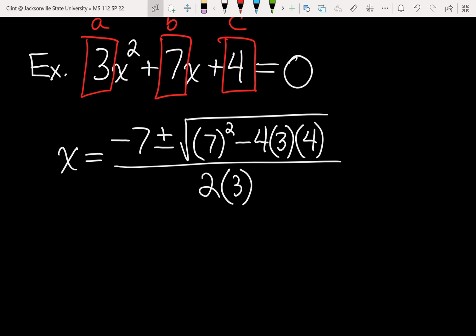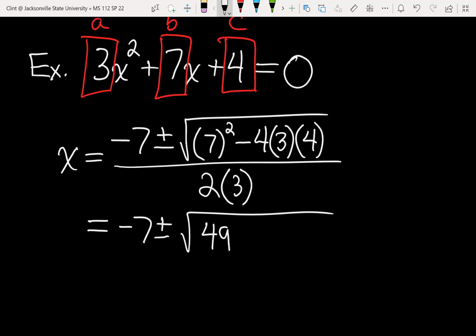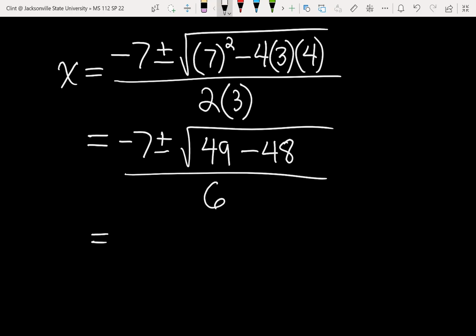So there are our answers. So we need to simplify. Do as much or as little at a time as you're comfortable with. Let's see. So 7 squared is 49 minus, so negative 4 times 3 is negative 12, times 4 is negative 48. Be careful with the sign there as well. Over 2 times 3 is 6. 49 minus 48, that's nice and easy. That's 1.